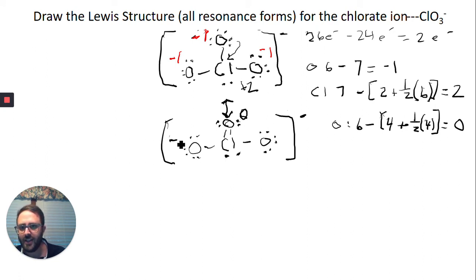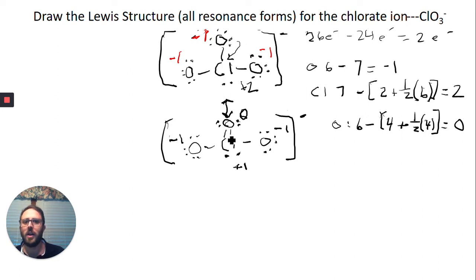This oxygen has not changed. This oxygen has not changed. It's still a -1, still a -1. Now let's look at the chlorine. So the chlorine is going to be still 7 minus 1, 2, and then half of the bonding electrons. So 1 here, 1 here, 1 here, 1 here. So that's 4, 5, 6, 7 minus 6 gives me a +1.